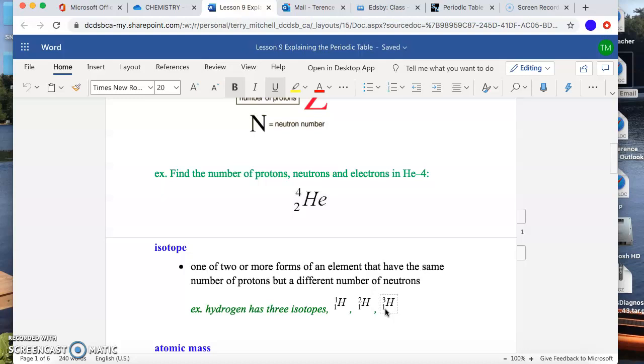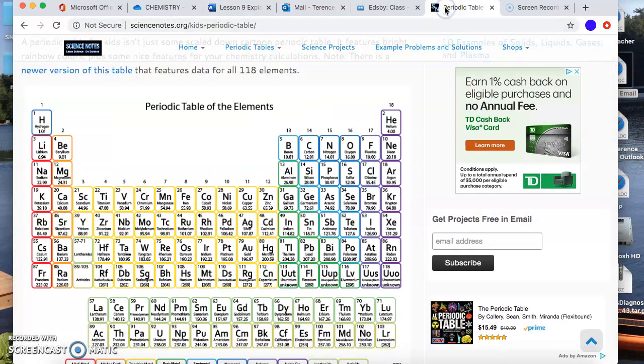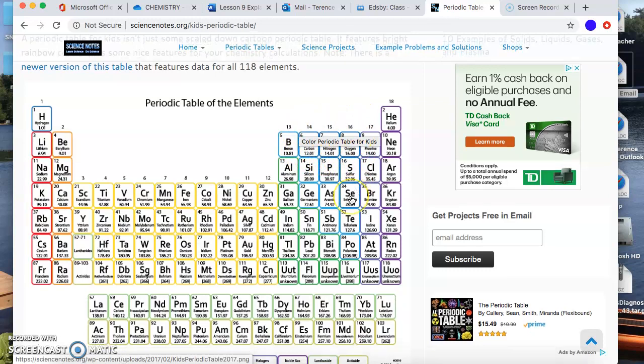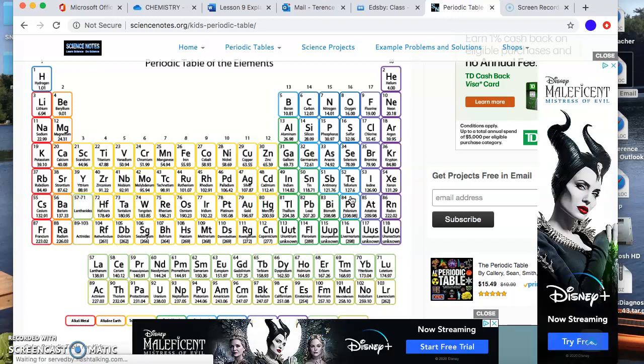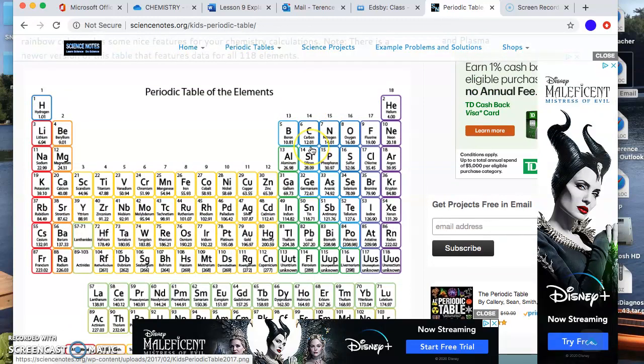Some elements have isotopes, some don't. Going back to our periodic table, carbon has 3 isotopes: carbon 12, carbon 13, and carbon 14. Carbon 12 by far is the most prevalent one. 13 and 14 are a lot rarer. So carbon has atomic number of 6, meaning 6 protons in its nucleus. And rounded, it has a weight of 12, which means for carbon 12, it has 6 neutrons as well. Carbon 13 would have 7 neutrons. Carbon 14 would have 8 neutrons.